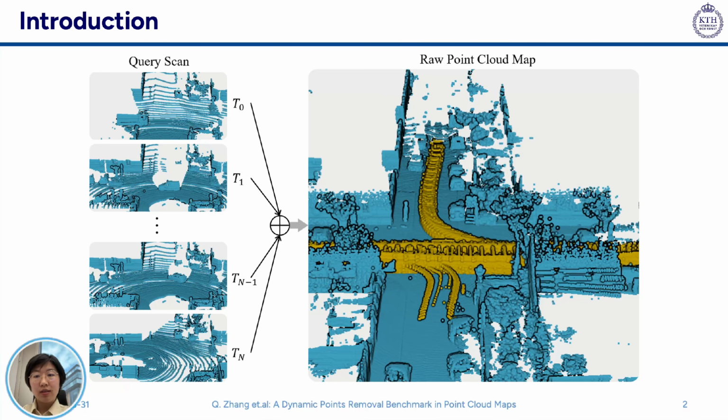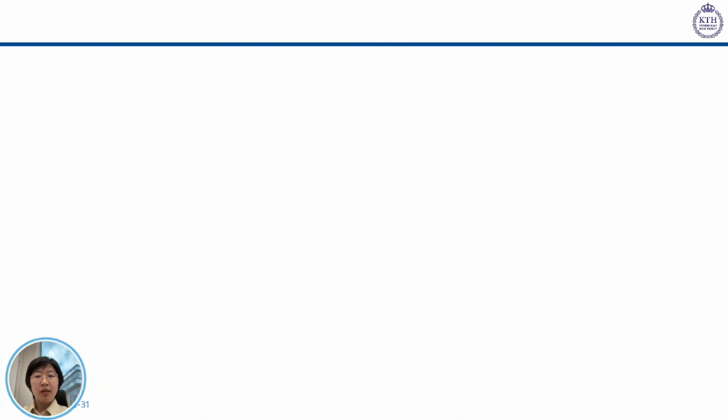In localization tasks, dynamic points can reduce accuracy by introducing confusing features or misleading the matching process. For global path planning, dynamic points can lead to poor decisions. If the system mistakes these points as part of the static environment, it may classify them as obstacles, making the areas untraversable. This could result in longer, inefficient, or even failed path planning. So we want to detect dynamic points and remove them from the map.